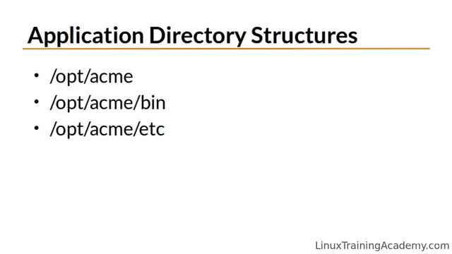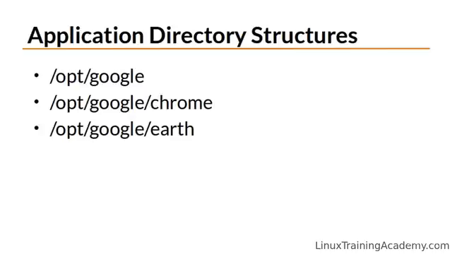Another common practice is to use /opt/company-name or /opt/organization-name. For example, if you work for the Acme Corporation and you logged onto one of their Linux servers, you may see something like /opt/acme/bin, where the software that was written for that company or by that company is installed. Another slight variation on this theme is /opt/company-name/product-name. A real-life example is Google. When you install Google Chrome on Linux, it installs into /opt/google/chrome. Earth installs to /opt/google/earth.